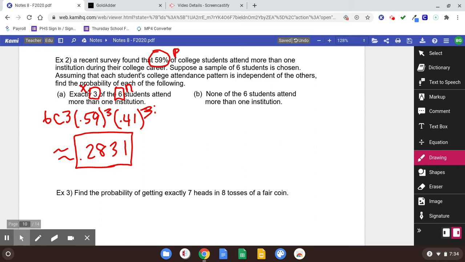How about none or 0 of the 6 students? Okay, so it's the same thing. We've got N is 6. This time we're selecting 0 of those. And so if there are 0 selected, there'd be 0 of the 59%. And that must mean that there are 6 of the 41%. So again, if you understand how this works, a couple of these things cancel out. Once you get familiar with this, you'll know that's 1 and that's 1. So really all we're doing is 0.41 to the 6th.